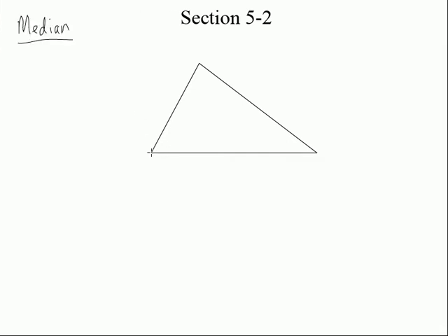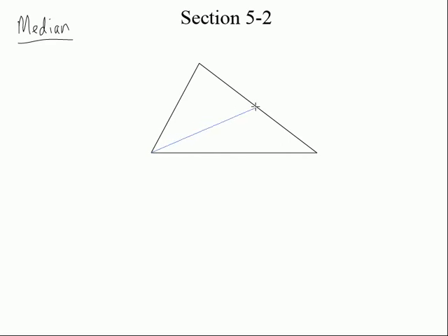So what we're going to do here to see what the median is, we start at a vertex of the triangle, and we go to the midpoint of the opposite side. Why the midpoint? Because it's median, right? We go to the middle of the opposite side. So you start at any of these vertices, it doesn't make any difference, and I draw a line segment to the midpoint of the opposite side.